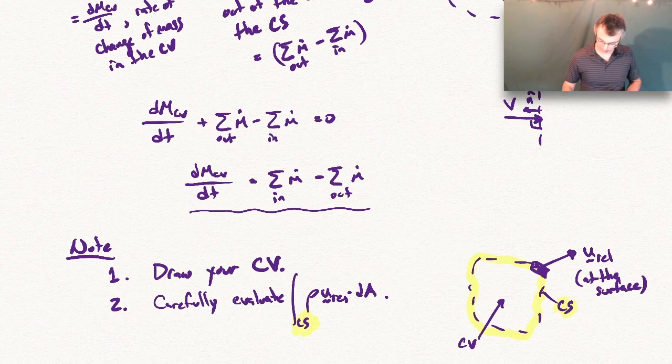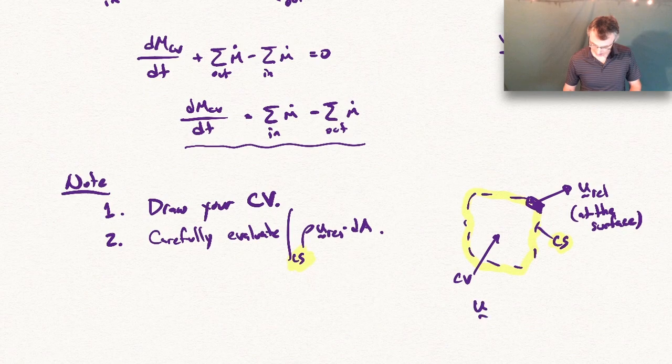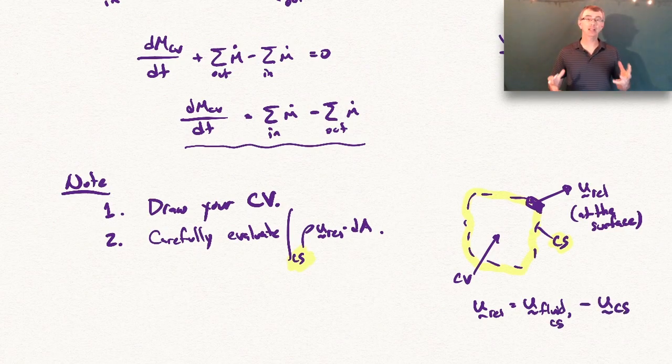And again, keep in mind that the relative velocity is the velocity of the fluid at the surface minus the velocity of the surface itself. If the surface is fixed, then it's just the fluid velocity, because the control surface velocity would be 0. But it's possible the control surface could be moving, so you have to be careful of that.